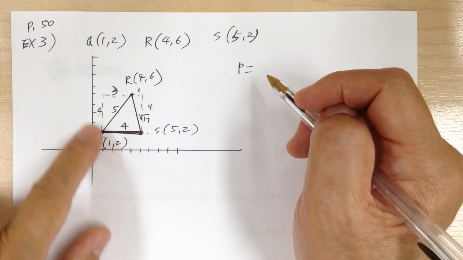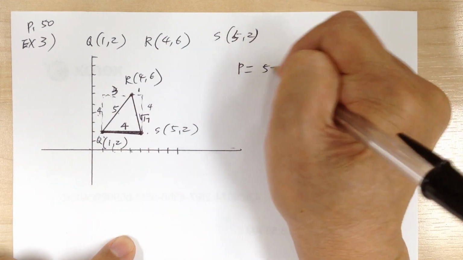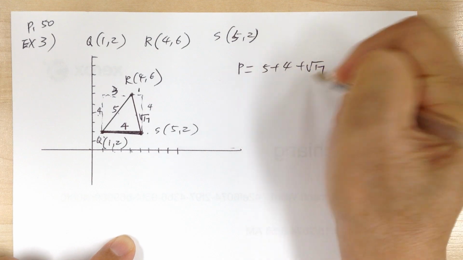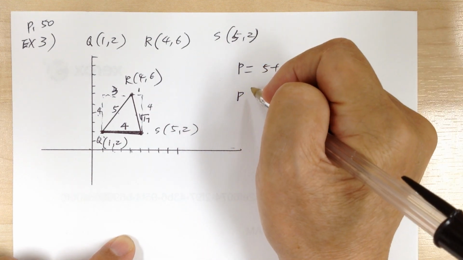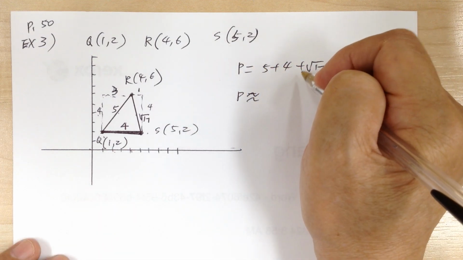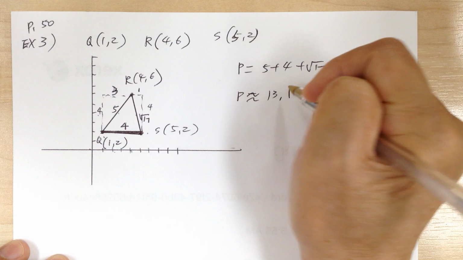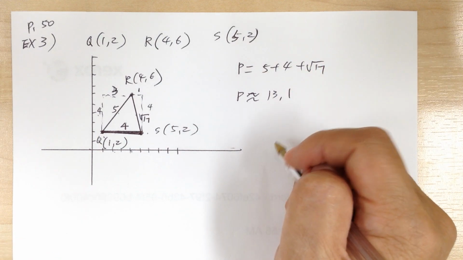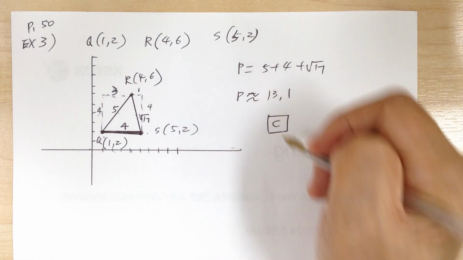Okay, so now the perimeter is just adding 3 sides. So it would be 5 plus 4 plus square root of 17. And if you use your calculator, okay, punching the numbers gives you about 13.1. And therefore, the correct answer would be the answer C. Okay.